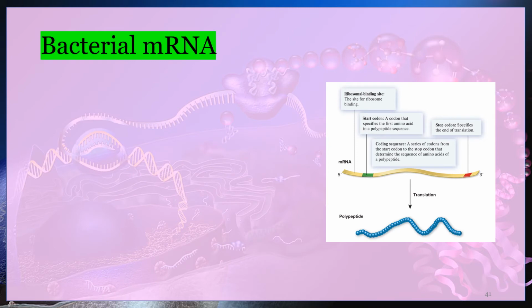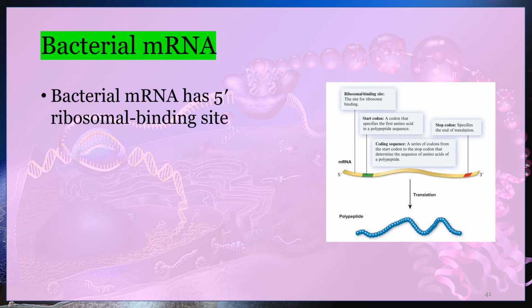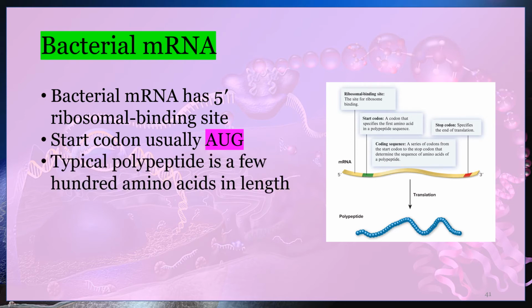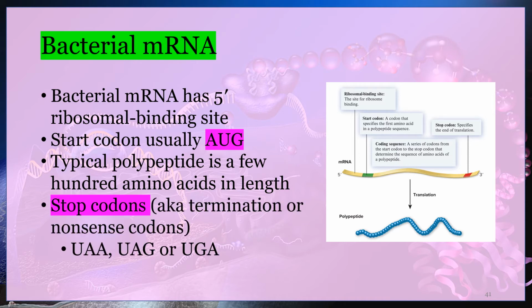In bacterial messenger RNA, bacterial mRNA has a 5' ribosomal binding site. The start codon is usually AUG. The typical polypeptide is a few hundred amino acids in length. And stop codons, also known as termination or nonsense codons, are either UAA, UAG, or UGA.